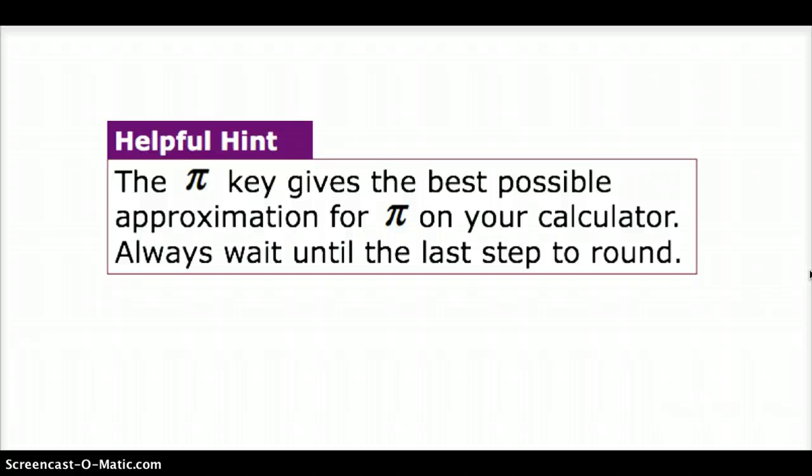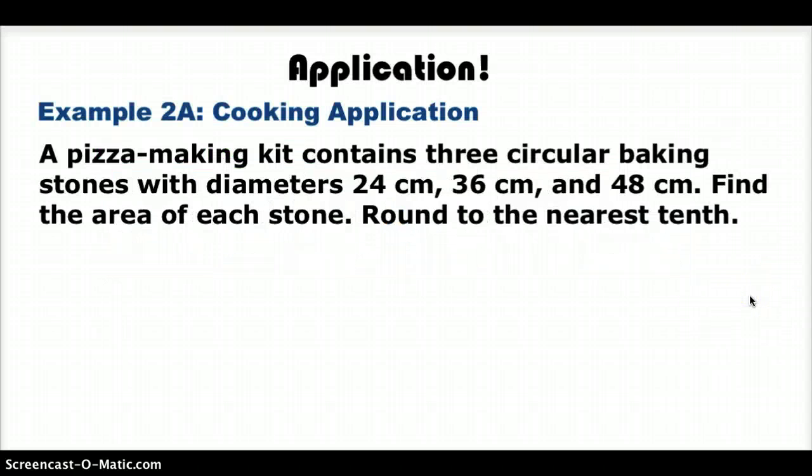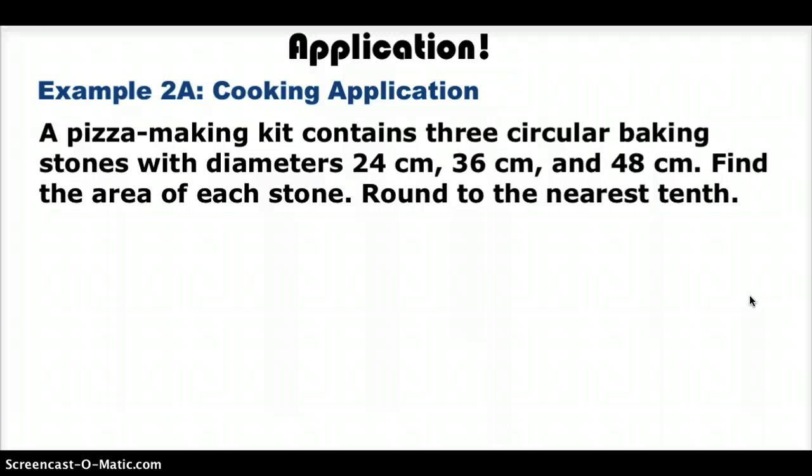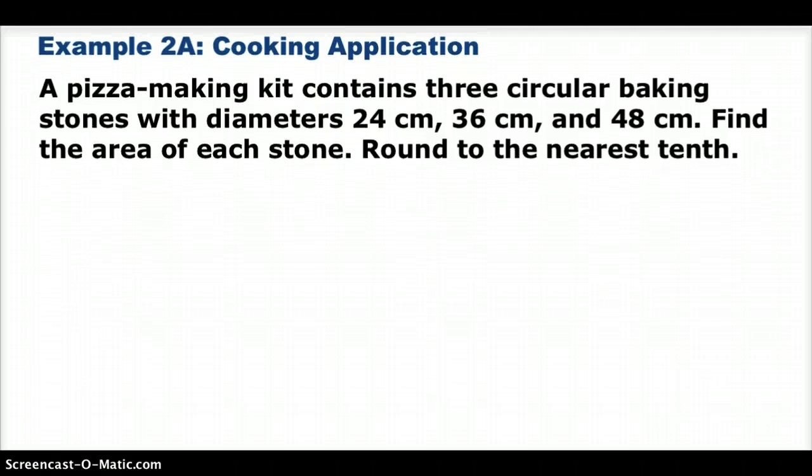Okay, so let's look at one example problem here. This one's actually pretty easy, so we're just going to do one example. This is a pizza making kit. It has 3 circular baking stones with diameters of 24 centimeters, 36 centimeters, and 48 centimeters. So it wants us to find the area of each stone and then round to the nearest tenth. This will be a calculator-based problem, but the first thing I'm going to do is draw a pretty simple picture of this.